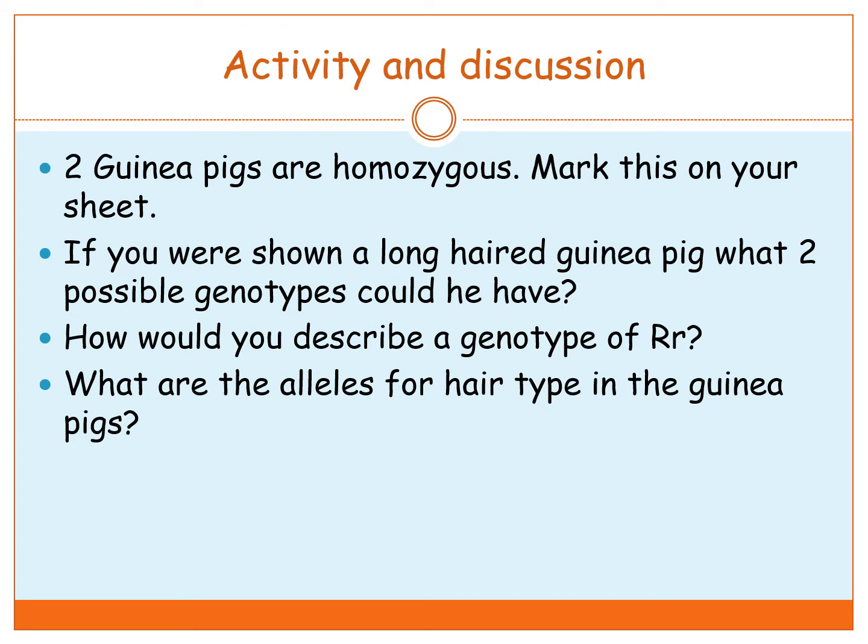So the answers are that the two guinea pigs that are homozygous would be your two parent guinea pigs. So your parent with the long hair, which has capital R, and your parent with the short hair, which has small r. So if you were shown a long-haired guinea pig, what two possible genotypes could it have? It could either be capital R, capital R, or capital R, small r. And how would you describe a genotype of capital R, small r? It would be heterozygous.